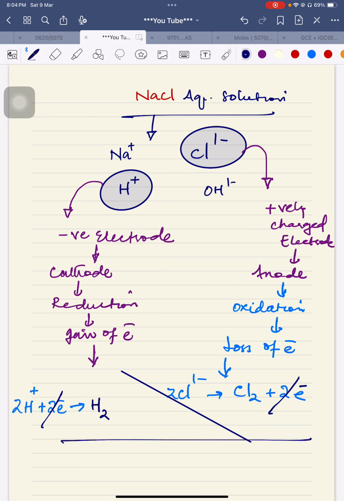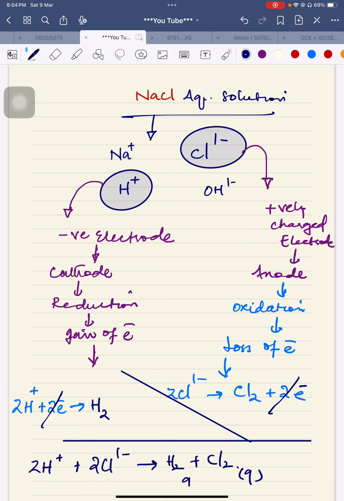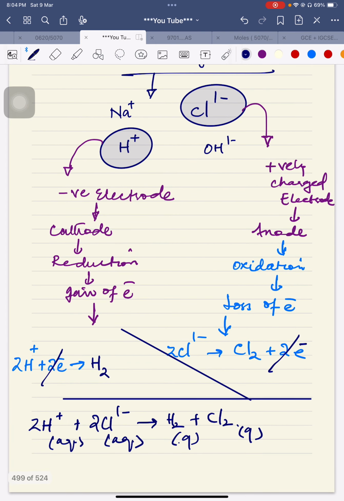Now, what is the resultant equation? It will be 2H⁺ + 2Cl⁻ → H2 + Cl2. This is a gas here, this is a gas here, and ions will always be in the aqueous state. So this is how we are going to write the net equation, the resultant equation, the sum up equation.